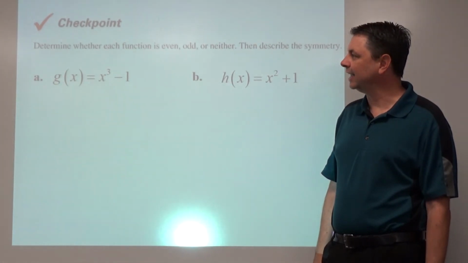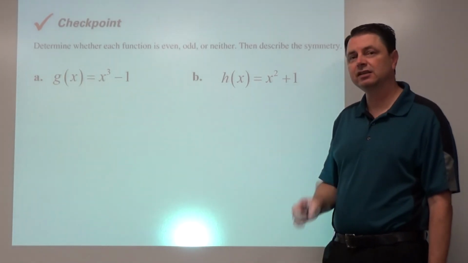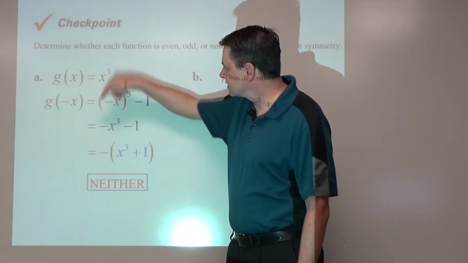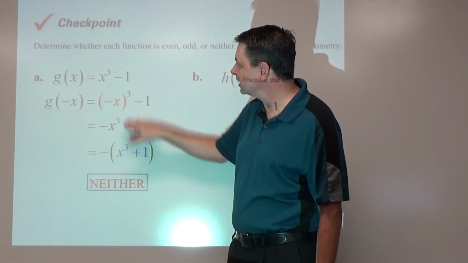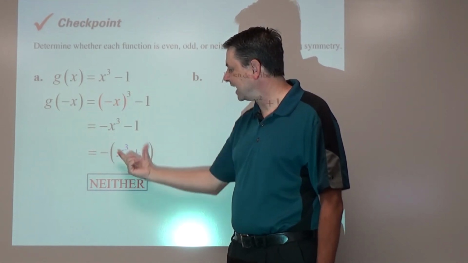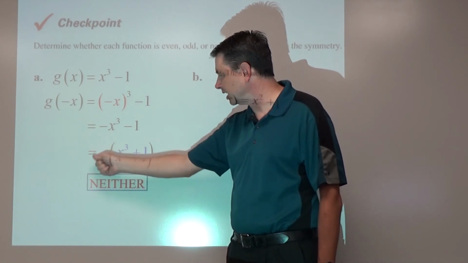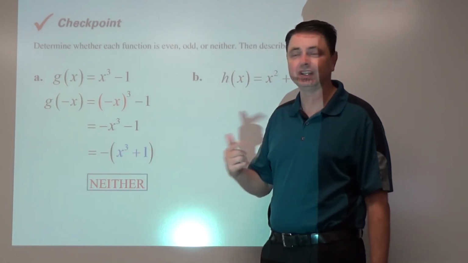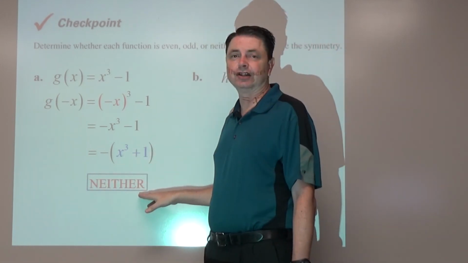All right, part A, g of x. I think this one's going to be a neither. We can give it a try. We can simplify. It's not the original function. We could factor out a negative. That's not the original function, so it's not the opposite of the original. We check for even, we check for odd. Neither worked. It is a neither situation.